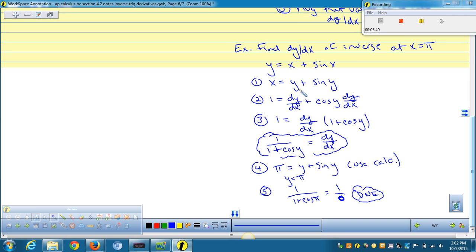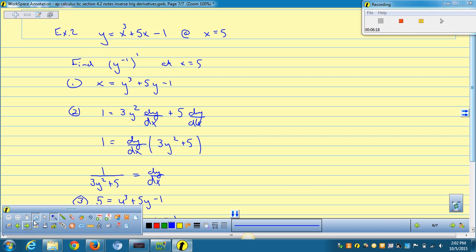And then we go back to step number 1, and we want to plug in our x value and solve for y. We'll need a little help with our calculator here. We plug in pi for x in x equals y plus sine y, and if we solve that using our calculator, we get y equals pi. And then we plug that pi into the derivative of the inverse for the y value. So we have 1 over 1 plus cosine of pi. In this case, we happen to get 1 over 0, so the derivative of the inverse does not exist. So let's look at another example where it does exist.